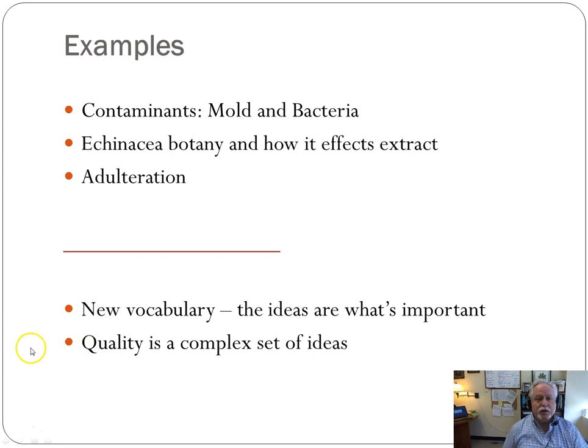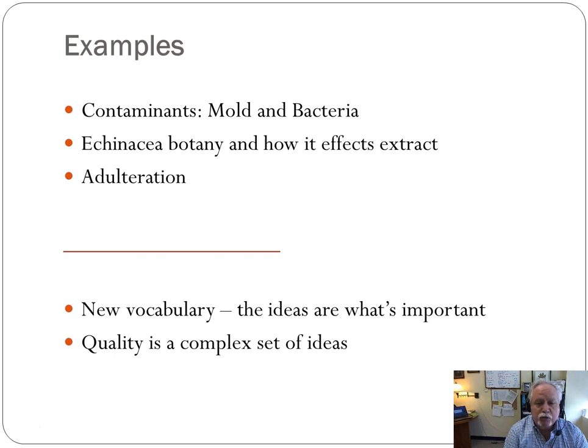So some of the examples that we're going to go over in the contaminants area, we're going to really look specifically at some mold and bacteria. Look at some methodology so you can get an idea of how this might happen in a workplace. We'll review some echinacea botany, some elements that affect it based on the movement of gene flow and how that affects the actual efficacy of the plant. And then adulteration, we'll go over some of the issues that are currently in the news around adulteration.